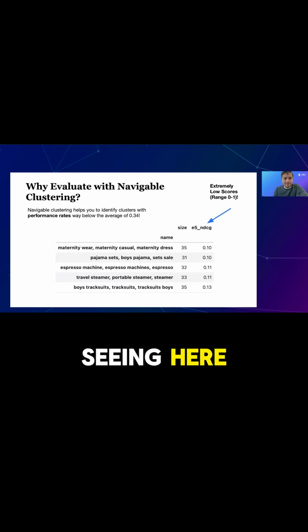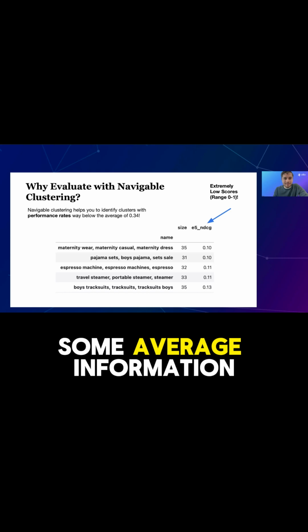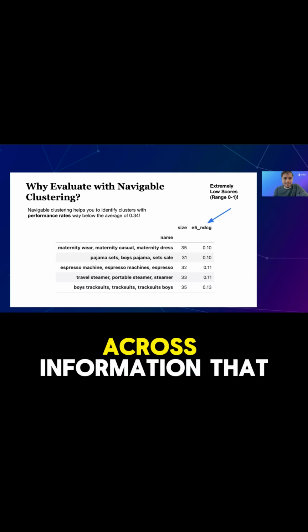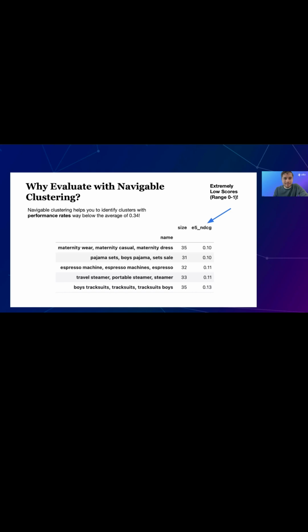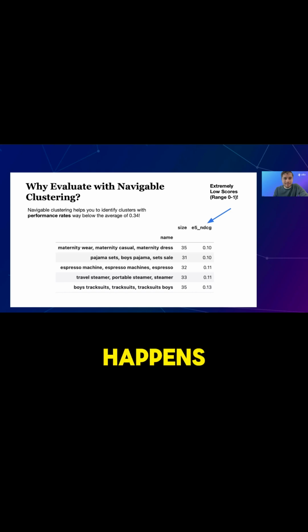Now, what you're seeing here is providing novel information to the current frameworks people have access to today. Using the tools and approaches from today for vector databases and embedding models, you might get some average information across this entire data set of 100,000 queries. You might come across the information that the average performance score here was 0.34. The performance metric in this example is NDCG.